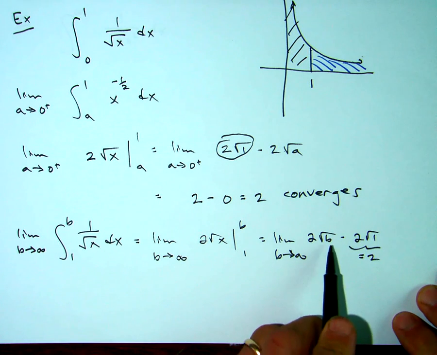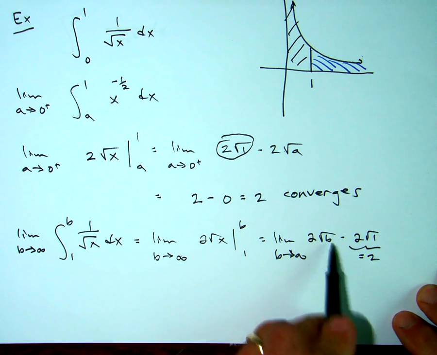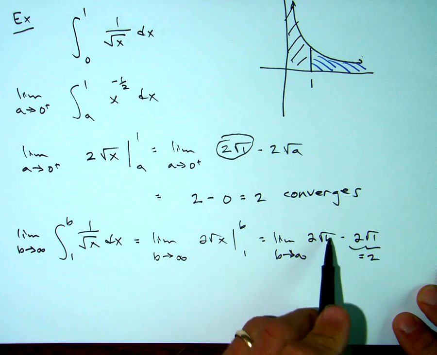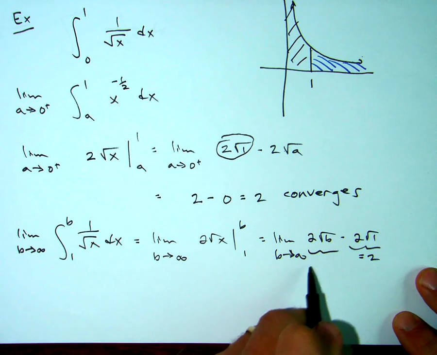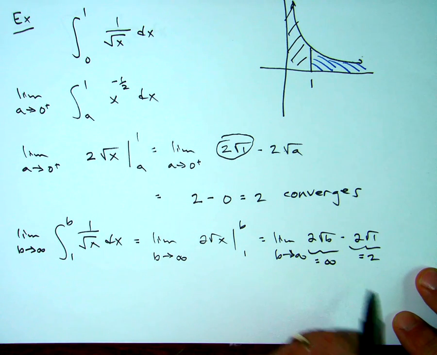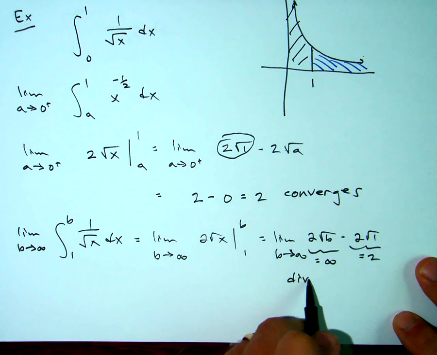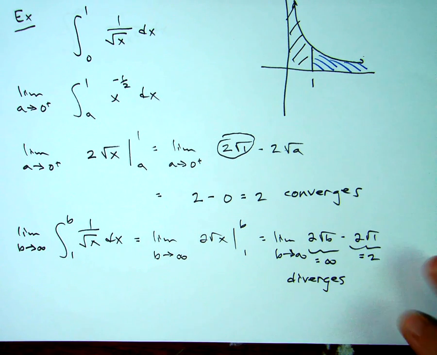But what happens to a square root as the number underneath the square root goes to infinity? That also goes to infinity. This is going to go to infinity. So this diverges. So let's take a quick look here to compare.